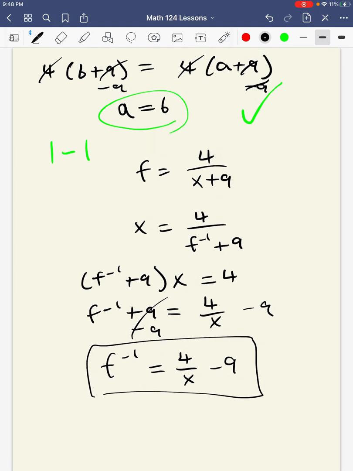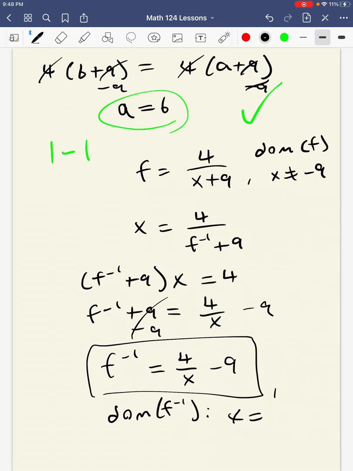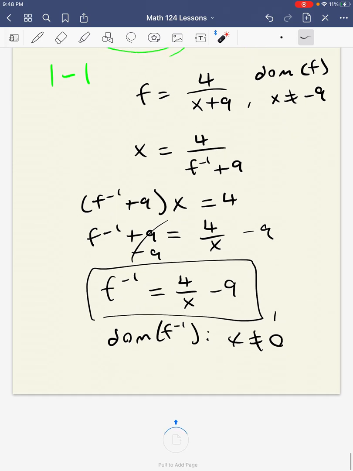Okay, let's look at the domain and range of the original function and the inverse function. The domain of the original function is we cannot plug in negative 9. We are not allowed to divide by 0, so we cannot plug in negative 9. The domain of the inverse is all the values except we cannot plug in 0 here. So if we plug in 0 there, you divide by 0, not allowed.